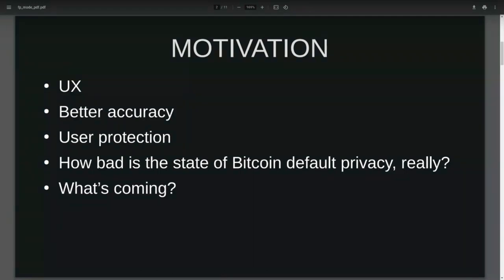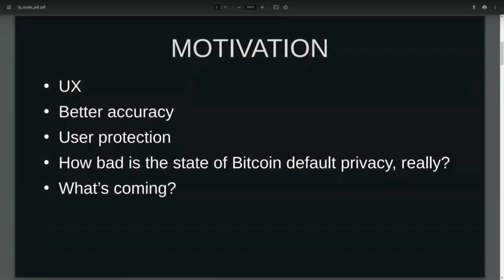If you're auditing your transactions, like we hope you do with OXT, you can get a better sense for just how bad things really are. What is the state of Bitcoin's default privacy? Maybe you don't need to understand everything that we're going to talk about in detail, but if we can just present this visually, even without totally understanding, you may be able to understand just how bad things can be.